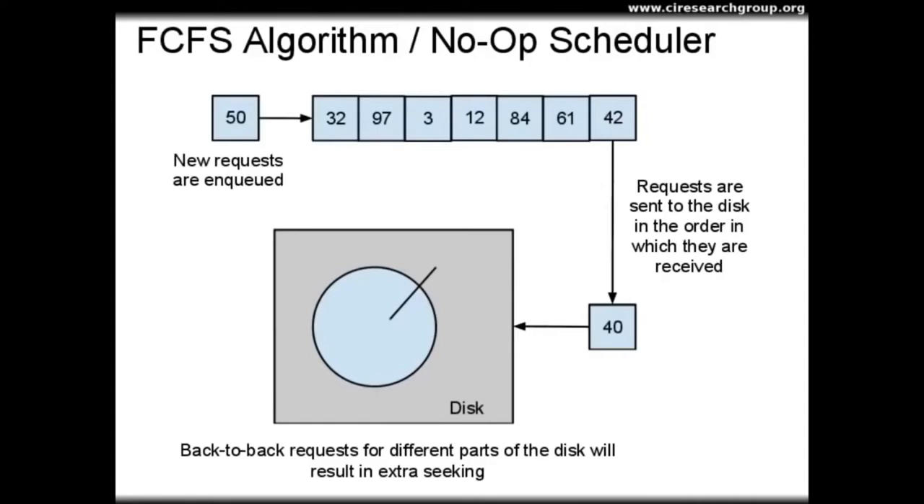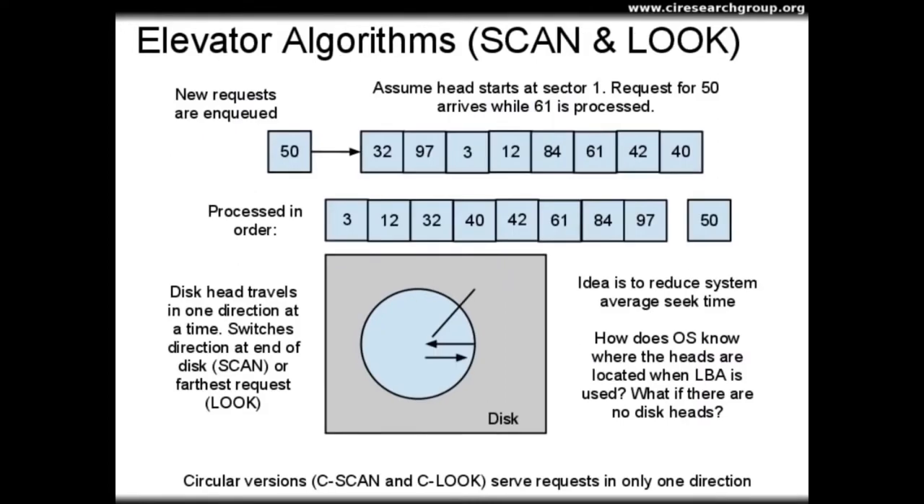So, back-to-back requests for different parts of the disk may cause the drive head to move back and forth across the platters, wasting quite a bit of time with seeks. Historically, several attempts have been made to try to improve this behavior. One example would be the scan algorithm, or the elevator algorithm.